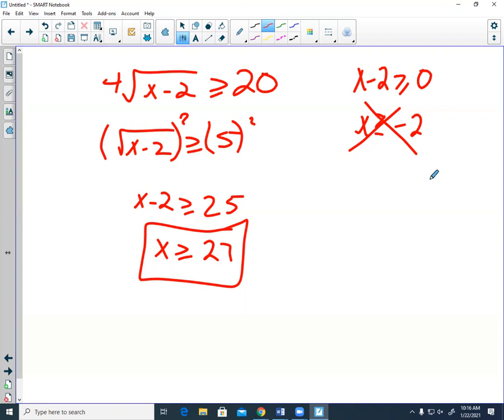Okay. Just when you get to your answer, make sure that you question it at least once. Say like, is 27 going to make a radical negative? Is there an issue with that? If the answer is no, then move on. But I would say 99% of the time, greater than problems are going to look like that, and less than problems will look the other way.